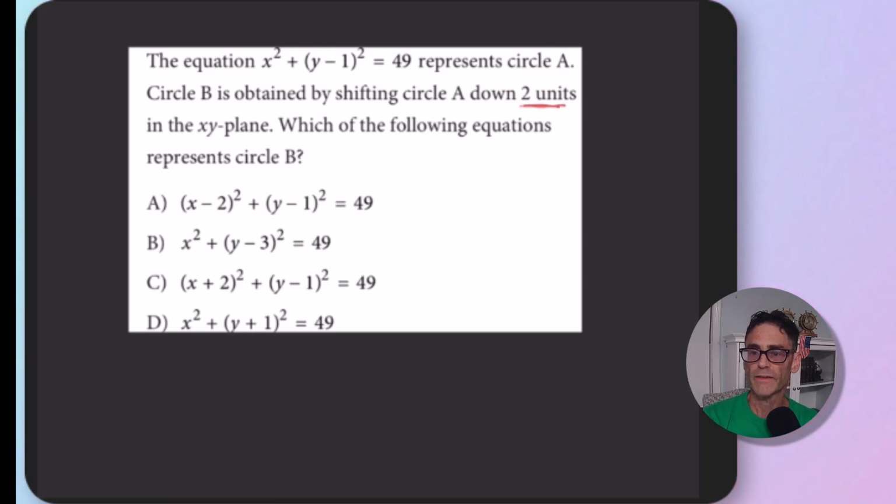Here's another one where they give an equation and say it's circle A. Circle B is circle A shifted down 2 units. Which of the following represents B? I would graph the equation they give us first, x squared plus (y − 1) squared equals 9. Now, someone might jump at this and think that it's actually y minus 3 if you go down 2 units.